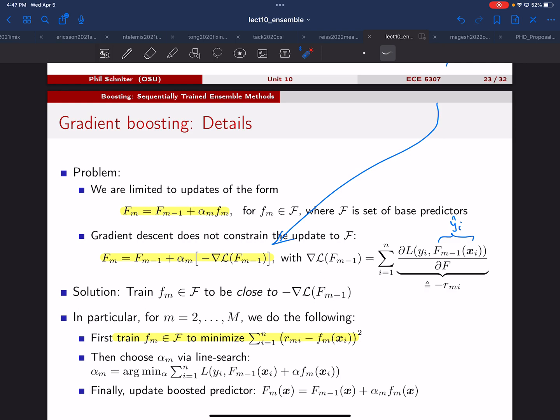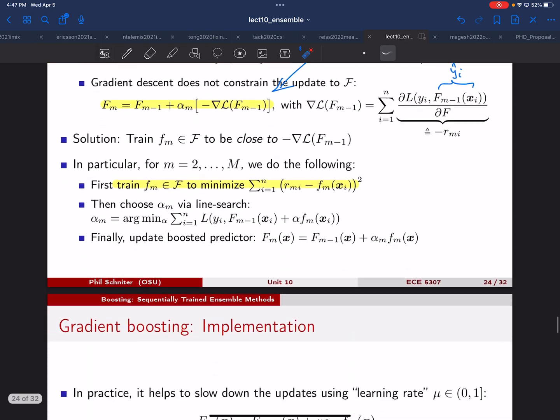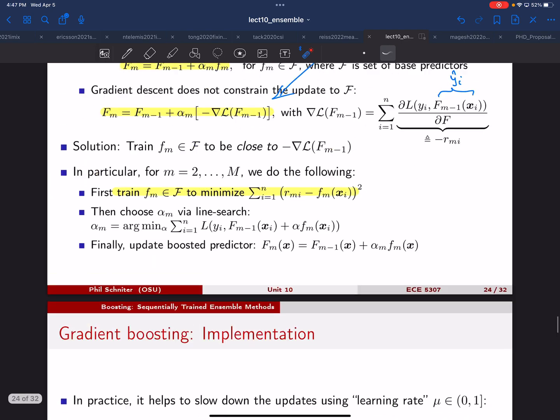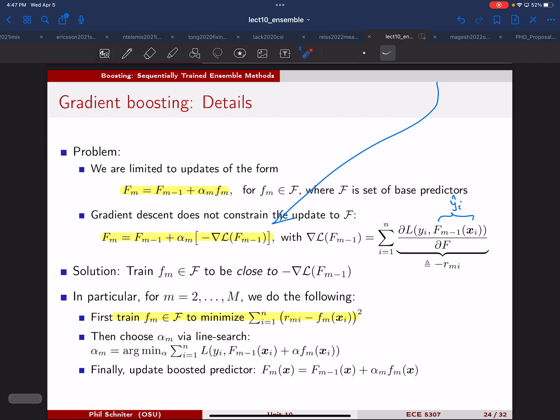So that's what gradient boosting is, and the main nice thing here is you can use any loss you want, and you can use any family of predictors you want. Could be trees, could be neural networks, could be whatever. Okay. So any questions on the derivation?